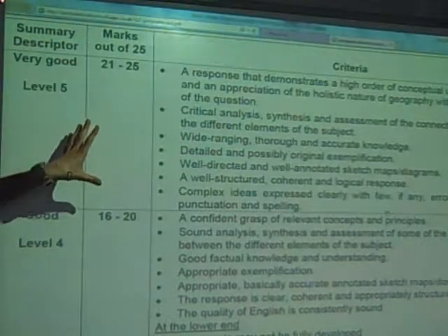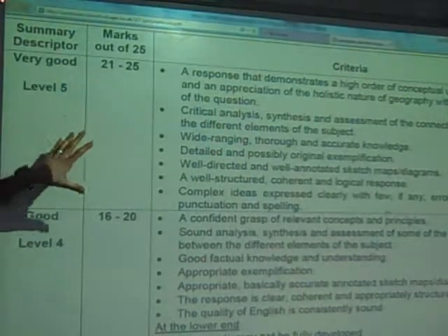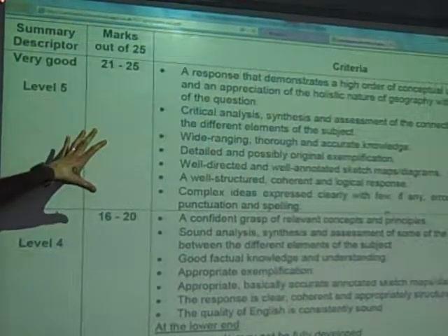Practice makes perfect. So please do attempt these questions in your own time, and you can even self-mark them.